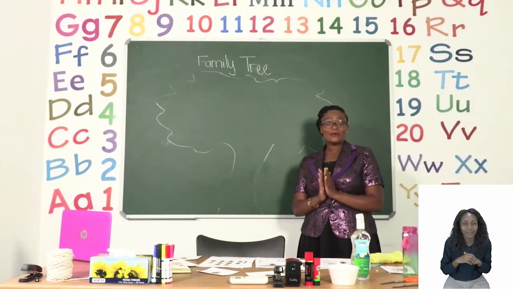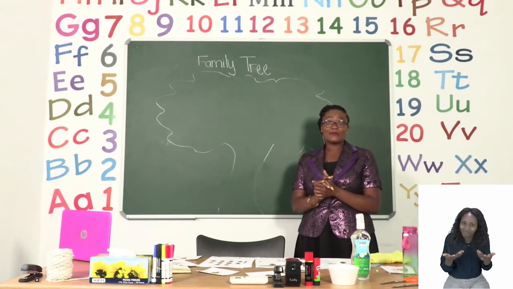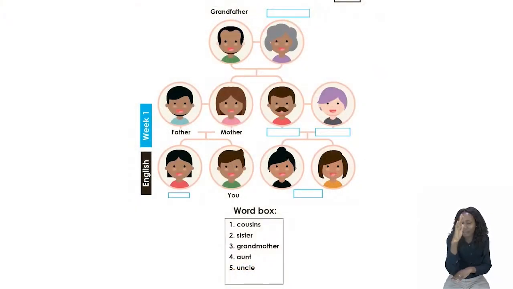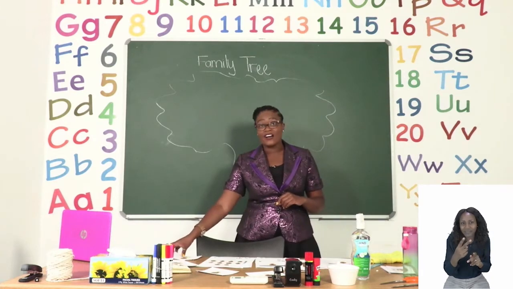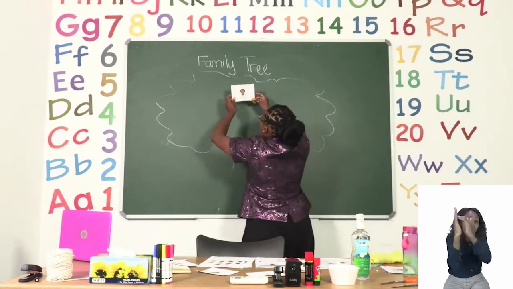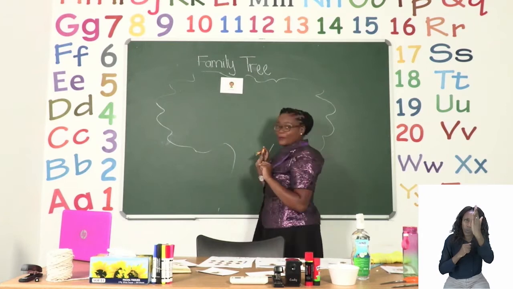So now what we're going to do first is we are going to build our family tree. If you look on page 6, we have a family tree. But I would like to help you first and explain who is who before you use the words in the word box below. Let's take a look at the board. Now we are going to start at the top of our family tree. We have our grandfather and he is sitting there right at the top.